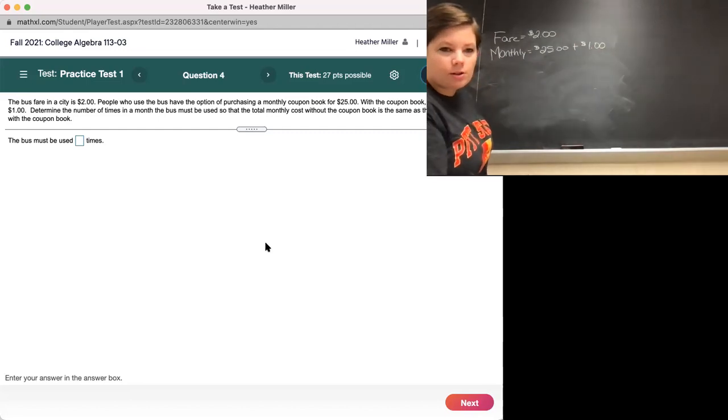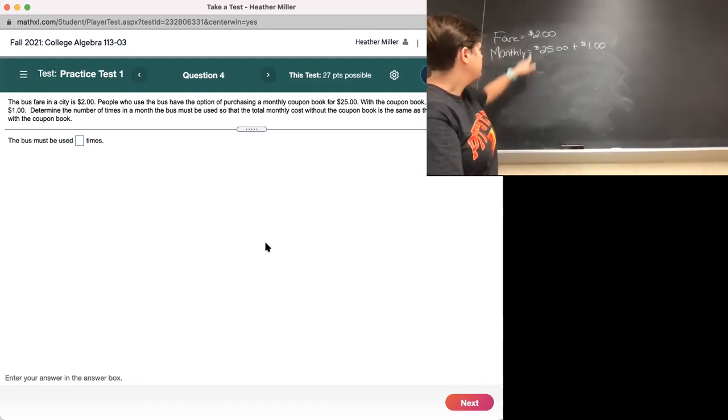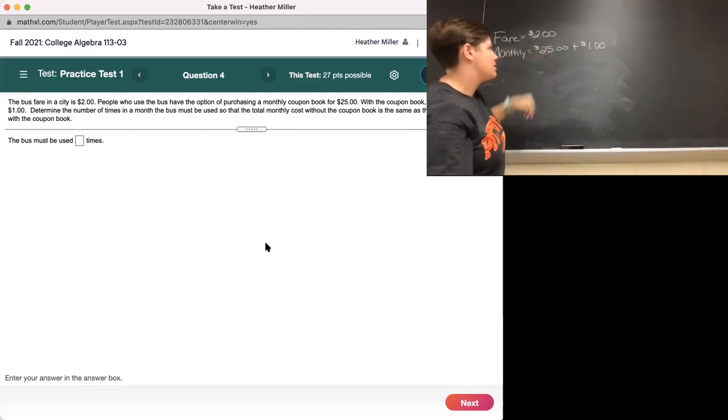I don't like how that looks right now, but I'll show you in a minute. Determine the number of times a month that the bus must be used so that the total monthly cost without the coupon book is the same as with. So this is exactly like the problem from your notes where it was crossing a bridge. So we need to know how many times we can use just the fare versus how many times we use the coupon book and the fare in order for them to be the same.